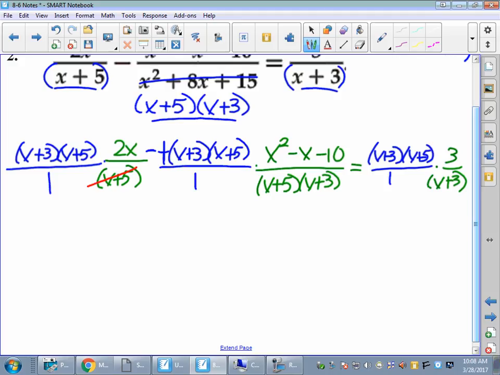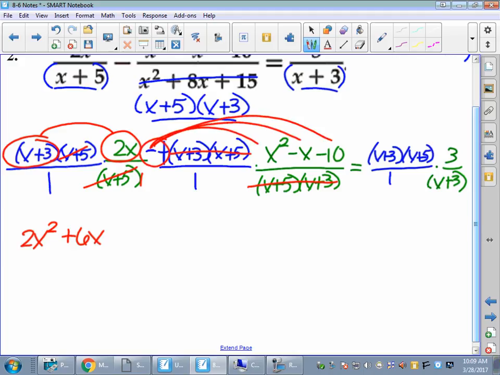Okay, so now the fun comes in. This becomes a 1, cancels the x plus 5, so I only need to multiply these two. I'm just going to write it down, or I can distribute as I write it down. 2x squared plus 6x. Next quantity. Everything in the denominator cancels with everything in the numerator except for that negative 1. So I'm going to apply that negative 1 to that entire quantity. So it's going to become a minus x squared, a plus x, and a plus 10 equals. The x plus 3's cancel, and so all I have is 3 times the quantity x plus 5, which is 3x plus 15.